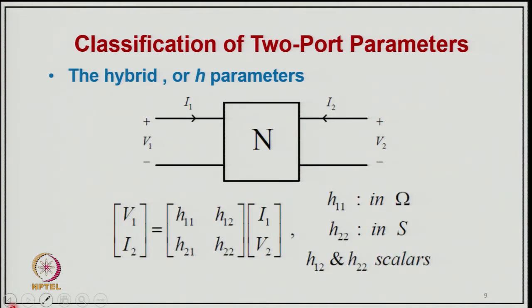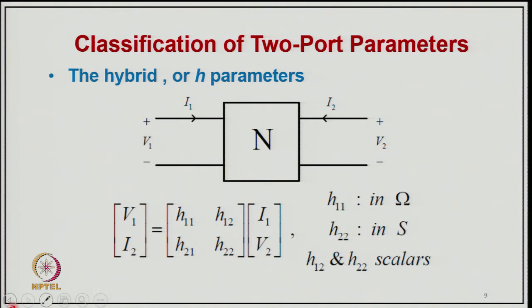The third set of parameters we call hybrid parameters or H parameters, and certainly, as the name suggests, it is a hybrid of different parameters. Here we represent the variables V 1 and I 2 in terms of I 1 and V 2, and the hybrid parameters are H 1 1, H 1 2, H 2 1 and H 2 2, where H 1 1 is an impedance in ohms, H 2 2 is an admittance in Siemens, and H 1 2 and H 2 1 are, of course, scalars because they are gains.